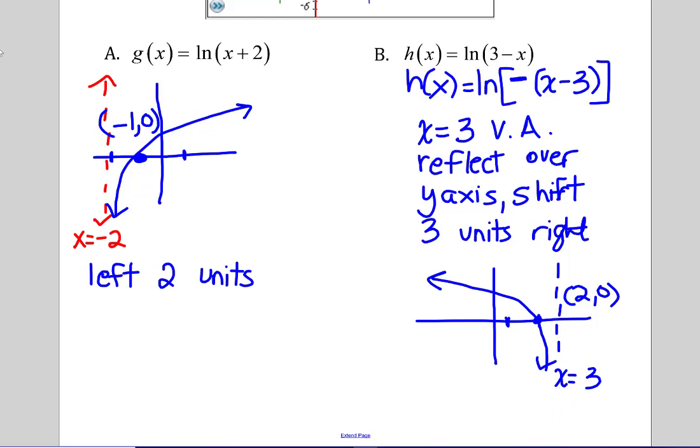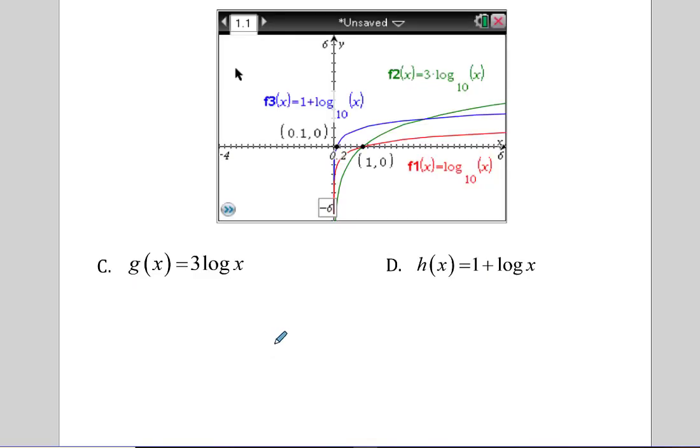And then letter C, this is log base 10. So here, the red one is our parent graph. And this one, we've got a stretch factor of 3, so we're going to be vertically stretched. It's going to grow much faster than the parent graph. The parent graph's red, and you can see the green graph is growing much quicker.